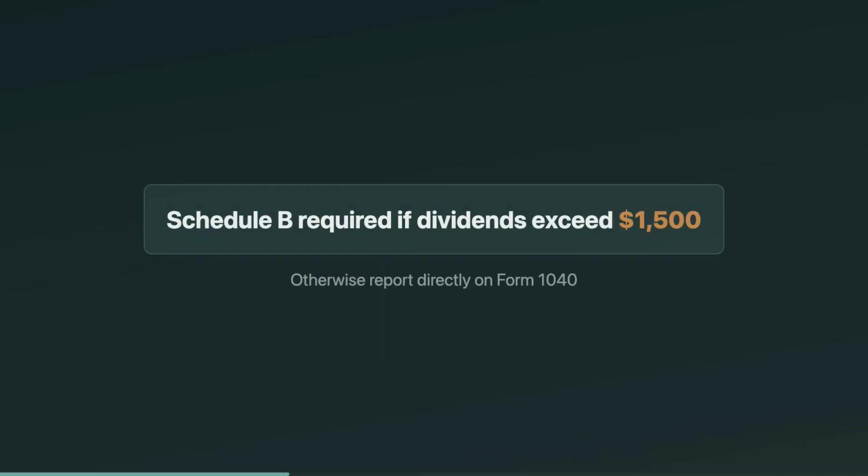On the return, the first sorting step is, do you need Schedule B? If total ordinary dividends are more than $1,500, you report them on Schedule B, and they flow to Form 1040. If they're $1,500 or less, you can usually report directly on Form 1040 without Schedule B. On the EA exam, they'll hide small dividends across multiple payers. Add them up.